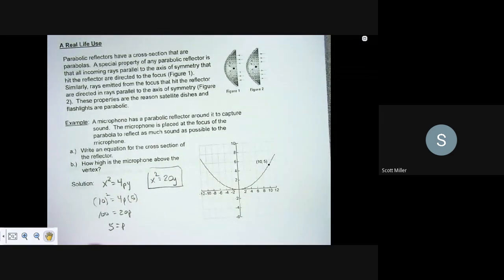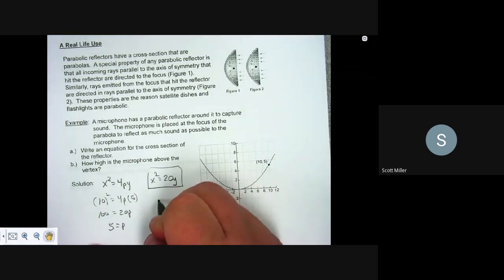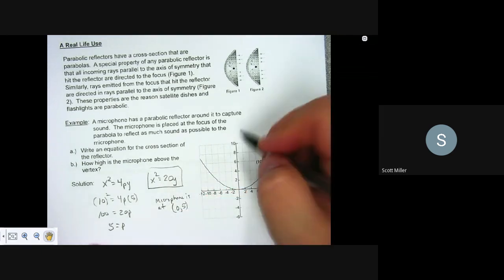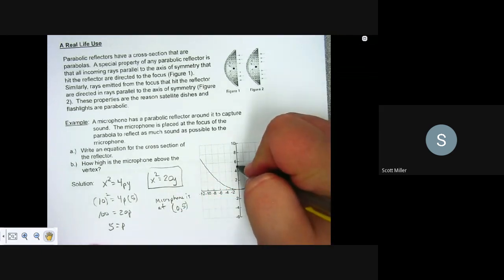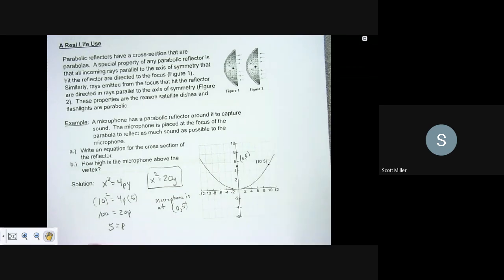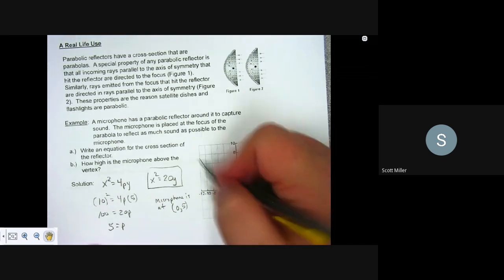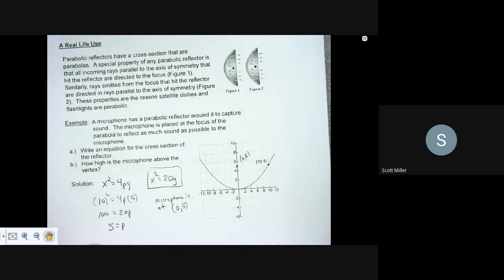And where is the microphone going to be? It's going to be at the point (0, 5), right there. (0, 5) is your focus. So put the microphone there, and you're going to get all the sound reflected that's captured from this dish.